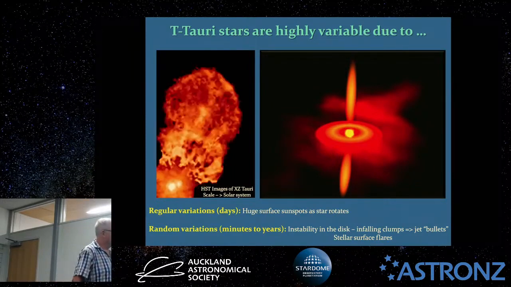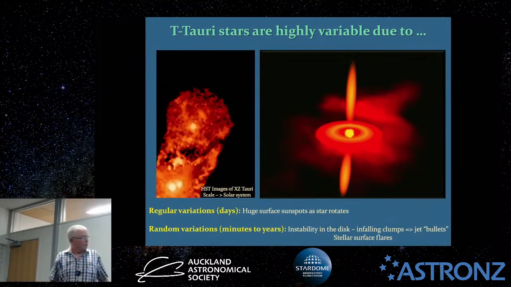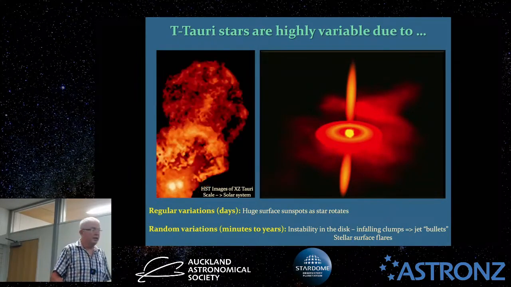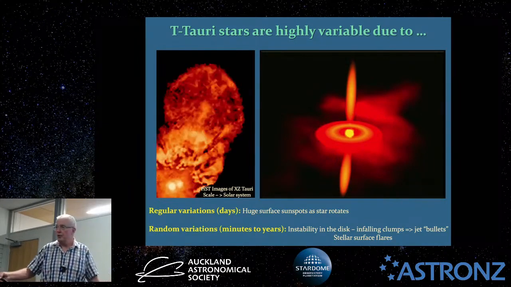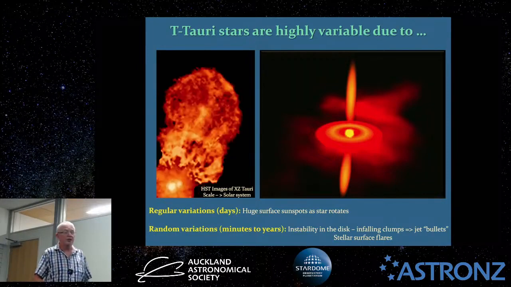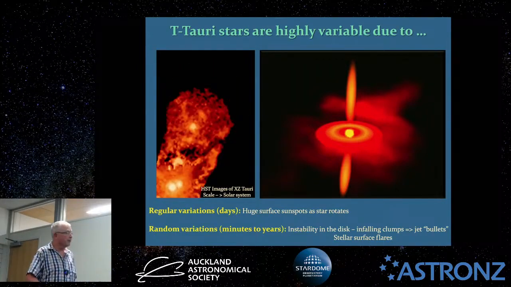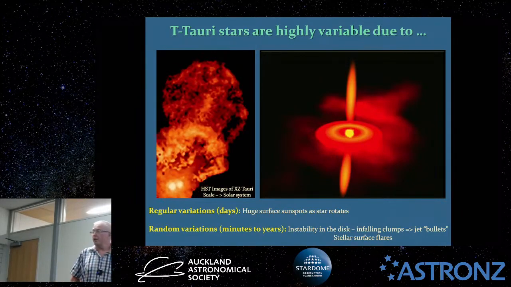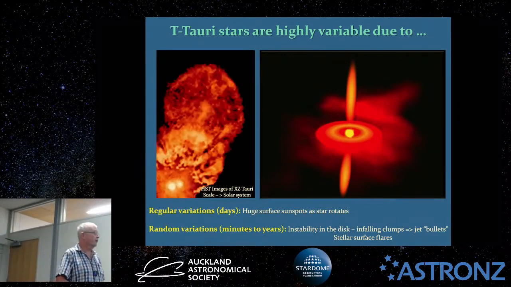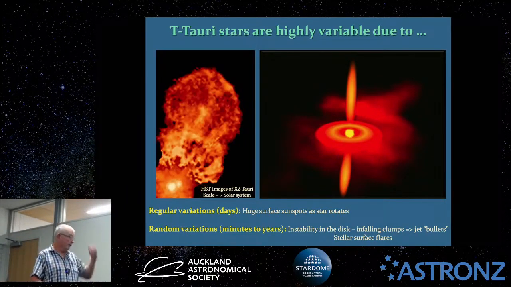They have random variations anywhere from minutes to years. Because of instability in the disk, you've still got material from the disk accreting onto the surface of the protostar, and as I mentioned before, it's not perfect. You get infalling clumps, so you get these bullets coming out of the jets that light up and ionize the area around them as well, and that also causes variation. And you get a lot of solar flares going on at the surface. They're very, very volatile surfaces, and that's one of the reasons. The variability is one of the criteria.